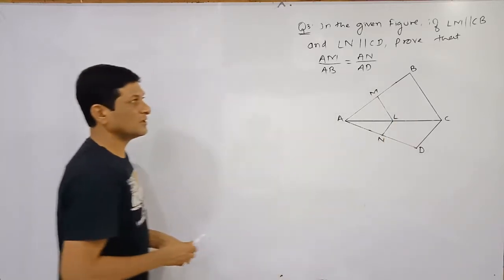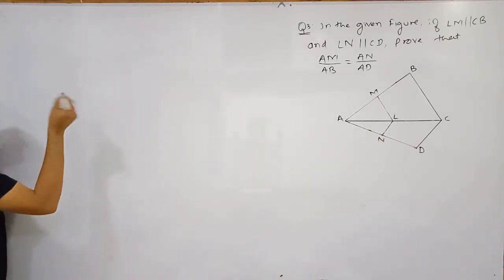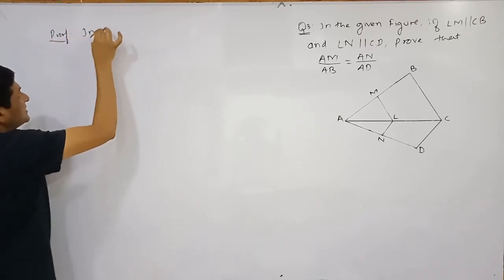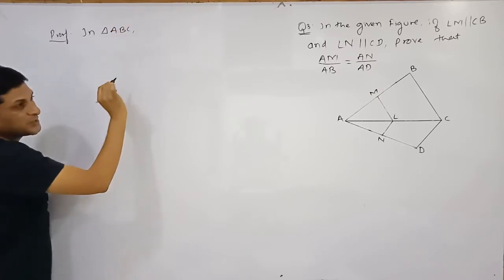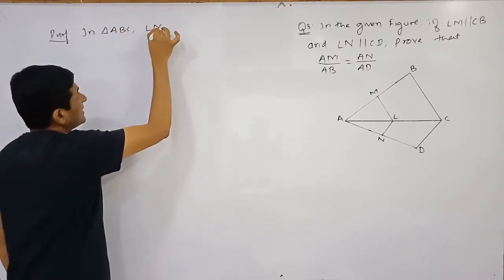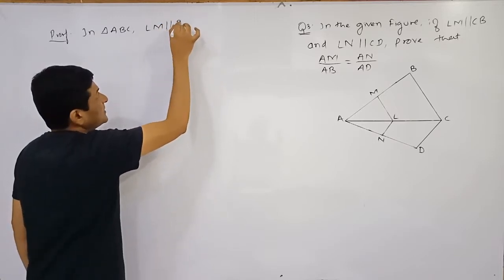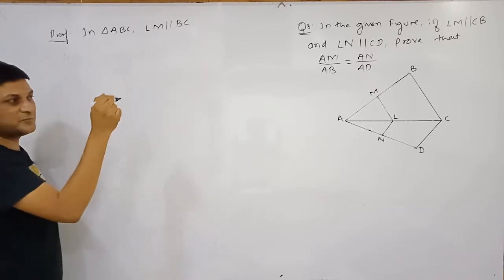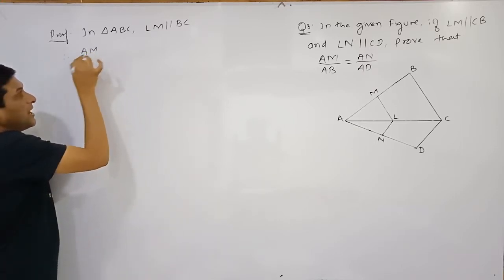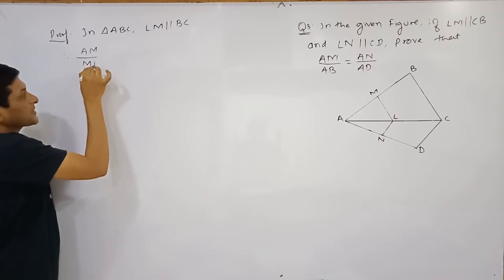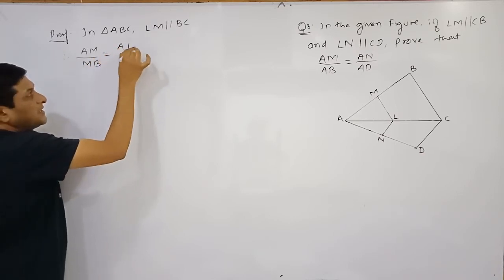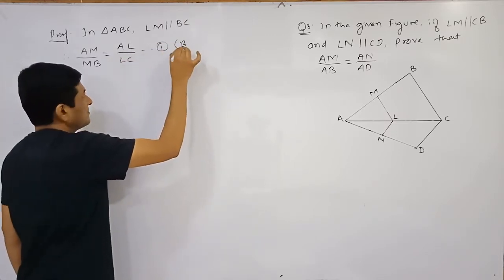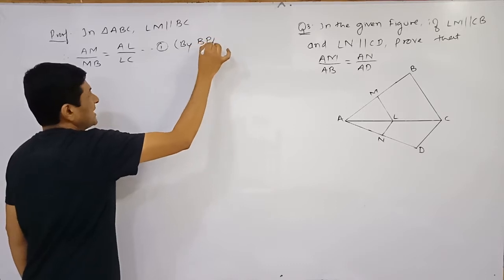So well, let us try to prove this. Let us try to get our required result. So proof. First we are considering triangle ABC. In triangle ABC, it is given to us that LM is parallel to which side? BC. It is given to us. And therefore, by basic proportionality theorem, we can say that which ratios are equal? AM upon MB will be equal to AL upon LC. Let us denote this result by equation number first, which we have got by applying the basic proportionality theorem.